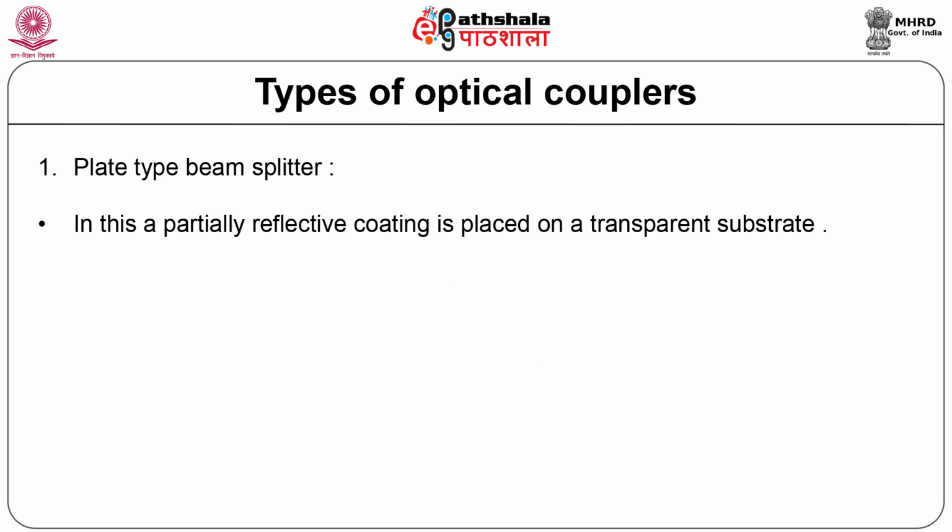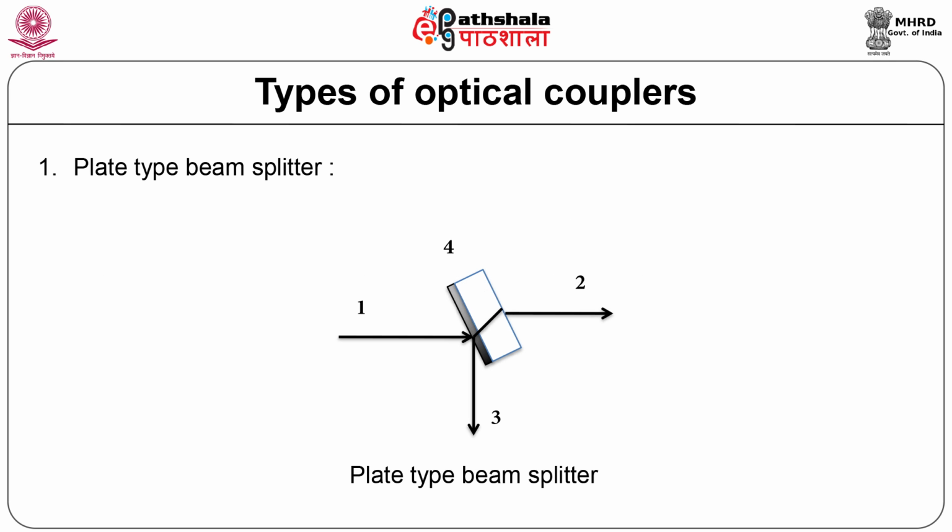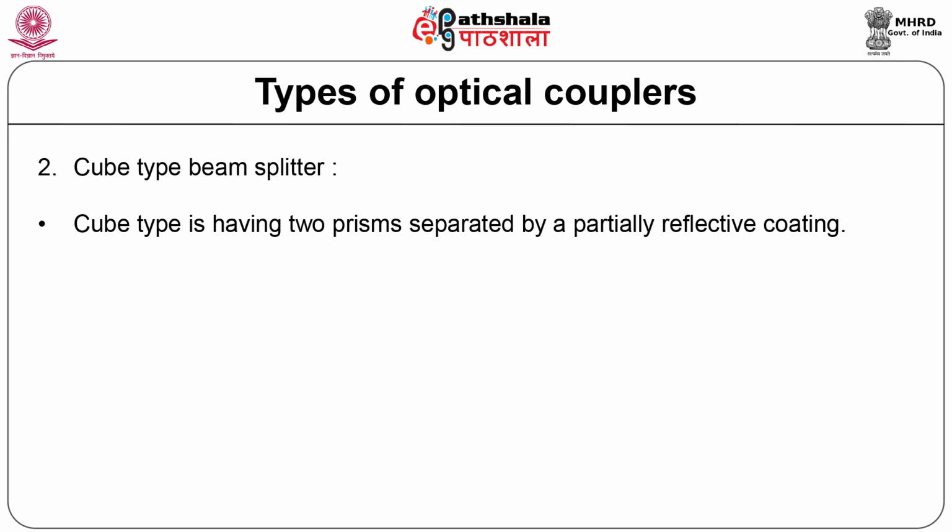Now, plate type beam splitter. In this, a partially reflective coating is placed on a transparent substrate. It displaces the transmitted beam laterally with reference to the incident beam. The figure shows how the structure of a plate beam splitter looks. Whereas the cube type has two prisms separated by a partially reflective coating.